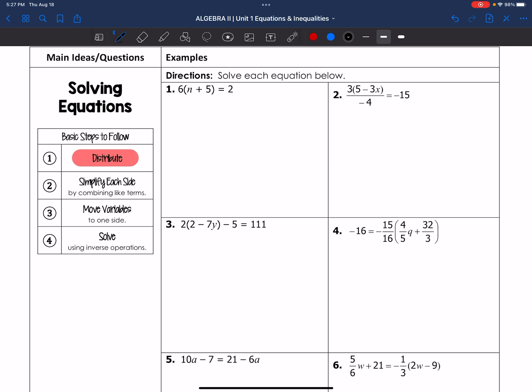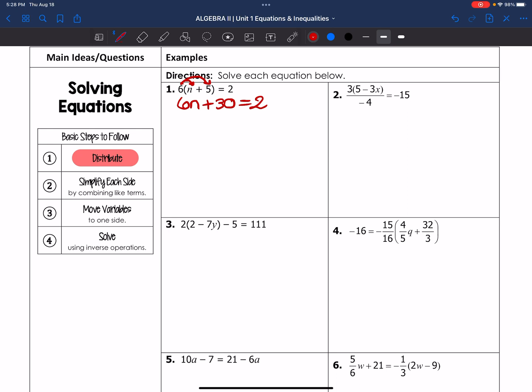I know this because I've got these parentheses right here. Those parentheses indicate that I need to distribute the 6 and multiply it to the n inside those parentheses. That's going to give us 6n. And then the 6 times the 5, those are going to multiply and give us a positive 30. We finish writing the rest of our equation. Equals 2.